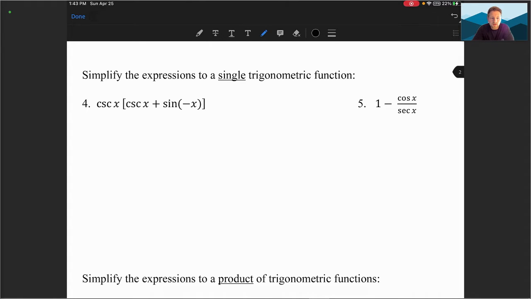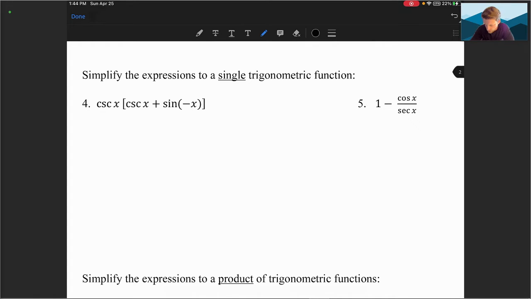Welcome. In this video, we'll take a look at a few more examples with simplifying trigonometric expressions. So let's take a look at number 4 together. We have the cosecant of x times the cosecant of x plus sine of negative x.